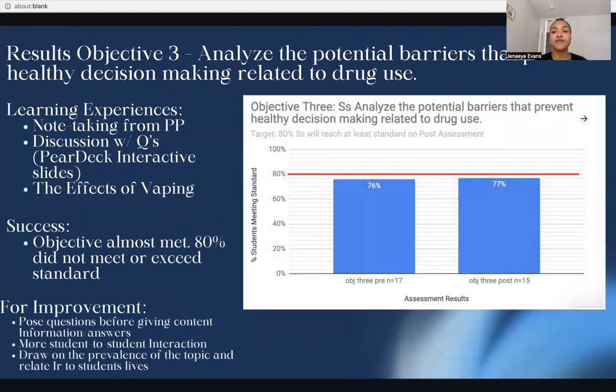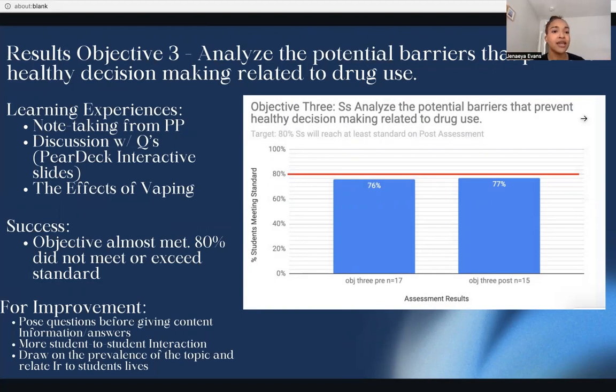The results for objective 3, they kind of were on the right track to meeting the objective in the pretest, and then a slight change at the end. So this was just to analyze the barriers that prevent someone from making a healthy decision, which I really got to hear more from students in the post assessment where they wrote the letter as to why they started taking these drugs.